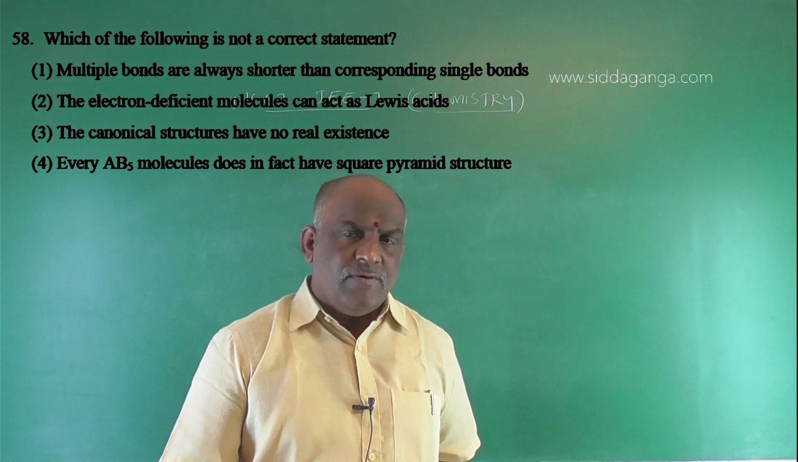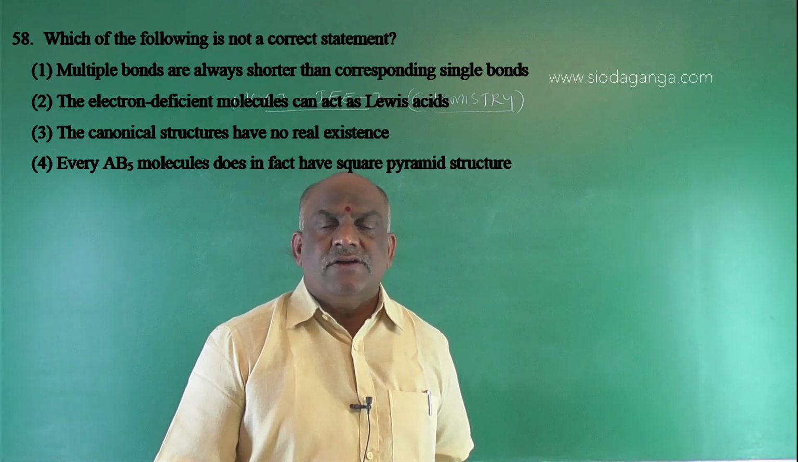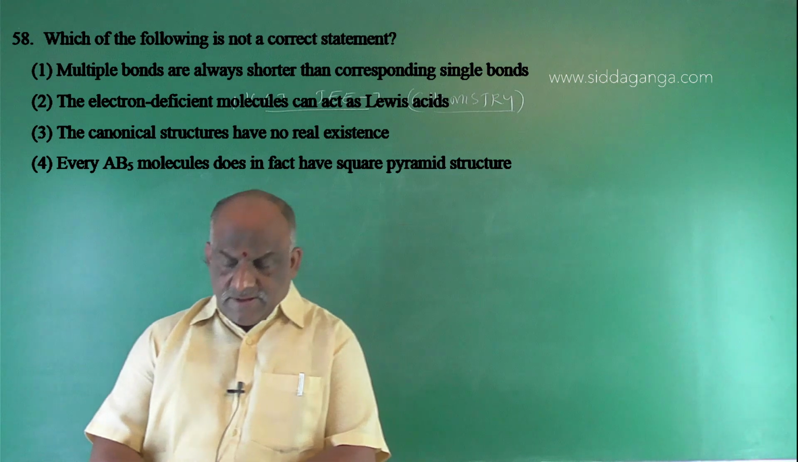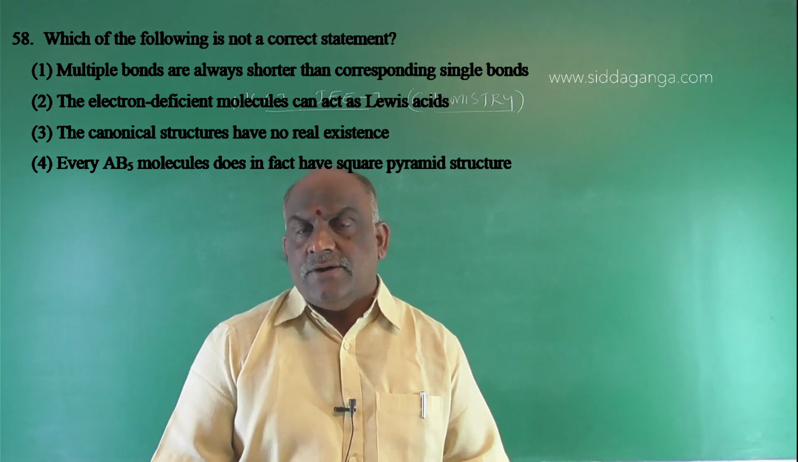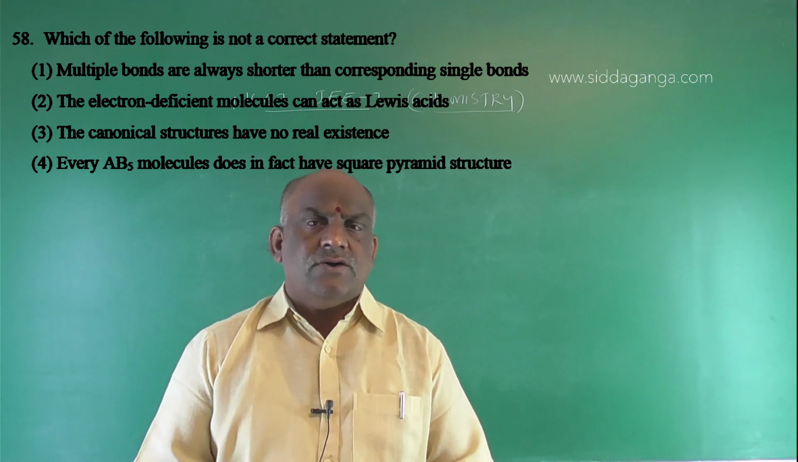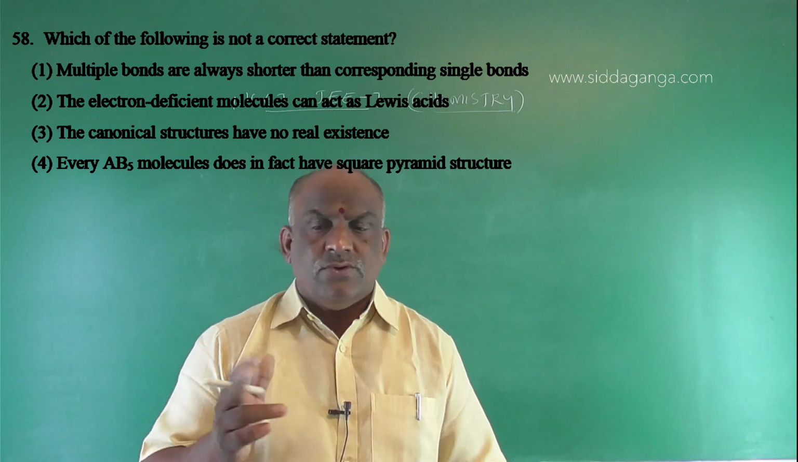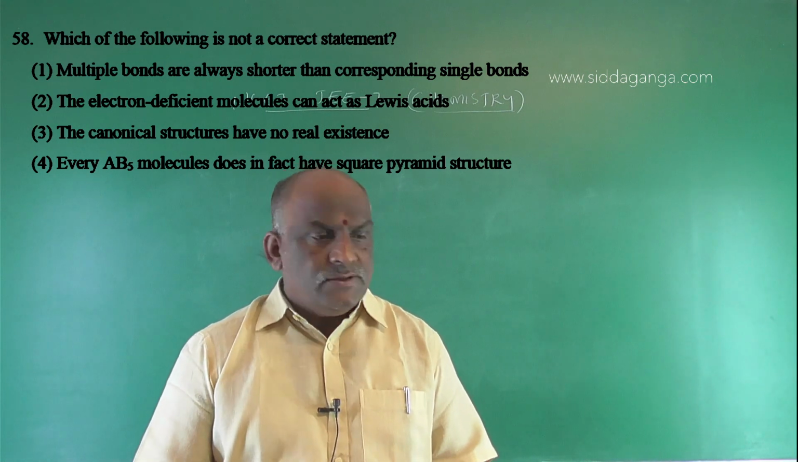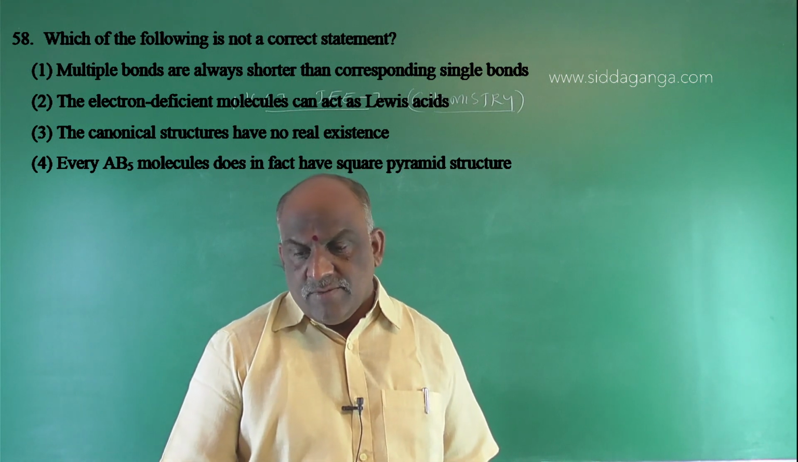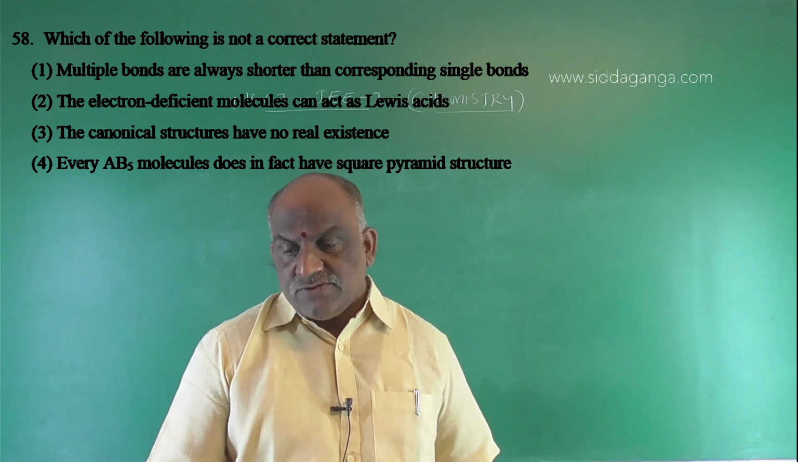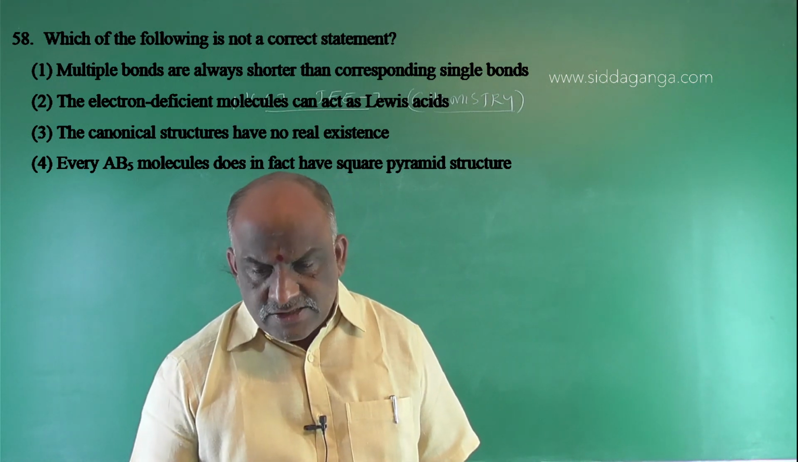Generally AB5 undergoes square pyramidal geometry because we observe this AB5 geometry in sp3d2. In sp3d2, 6 bond pairs is octahedral, 5 bond pairs plus 1 lone pair is square pyramidal, and 4 bond pairs plus 2 lone pairs is square planar. So this is a concept background question. We should go with option number 4. Every AB5 molecule does in fact have square pyramid structure, that is not a correct statement.